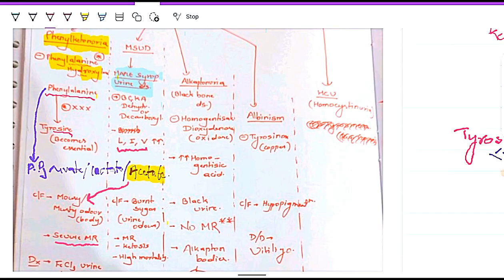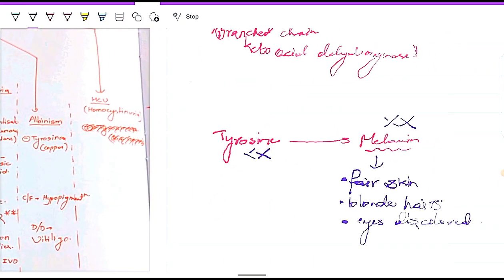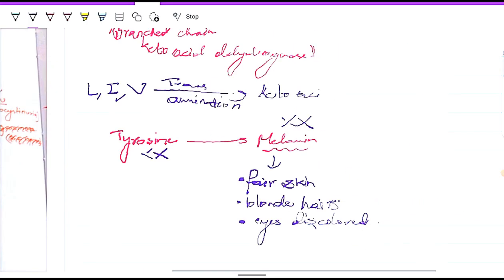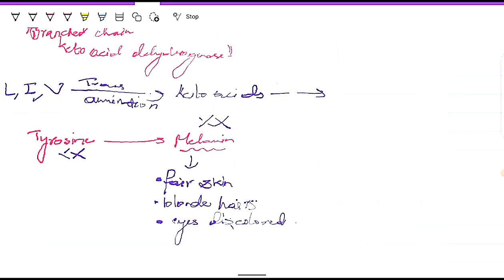We do not need to know the detail about it. So what happens is these three branched amino acids get accumulated, and their product which was formed by transamination also gets accumulated. Okay, so I'll write it down. These three amino acids LIV, which is leucine, isoleucine and valine, undergo transamination, and get converted into keto acids, and these are metabolized by branch chain keto acid dehydrogenase or decarboxylase.